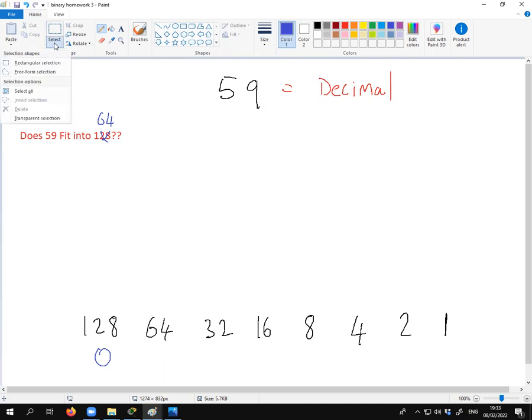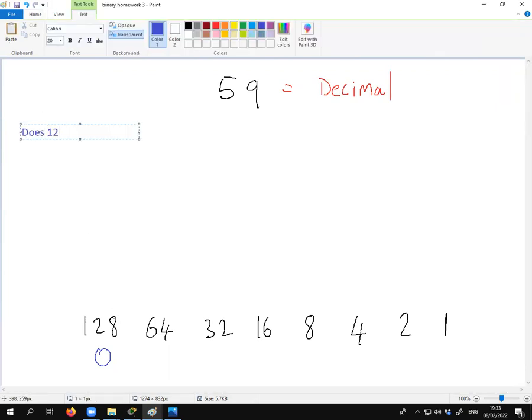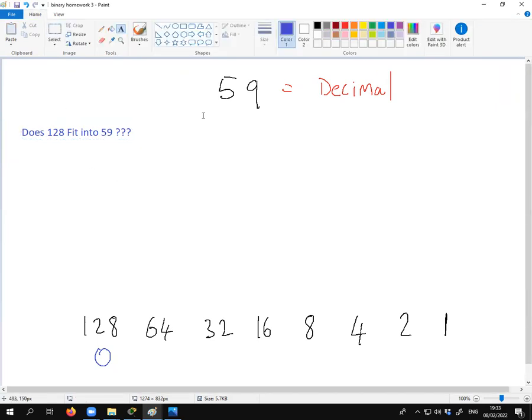Sorry, I'm getting mixed up here. Going backwards, it's been a while. Does 128 fit into 59? I was looking up. You're asking, does 128 physically fit into 59? No, because it's too big. 128 does not fit into 59. Does that make sense? Then you move across. Does 64 fit into 59? No. So you put down a 0 and you move across.